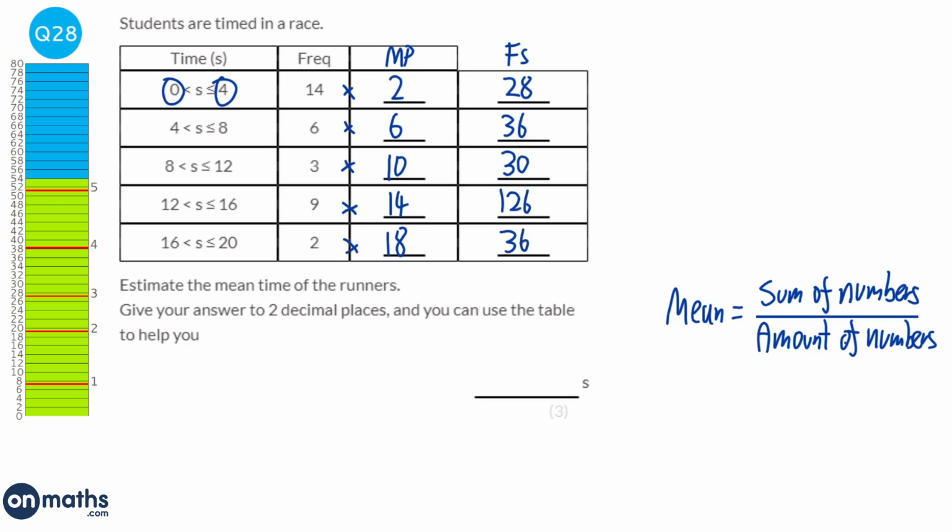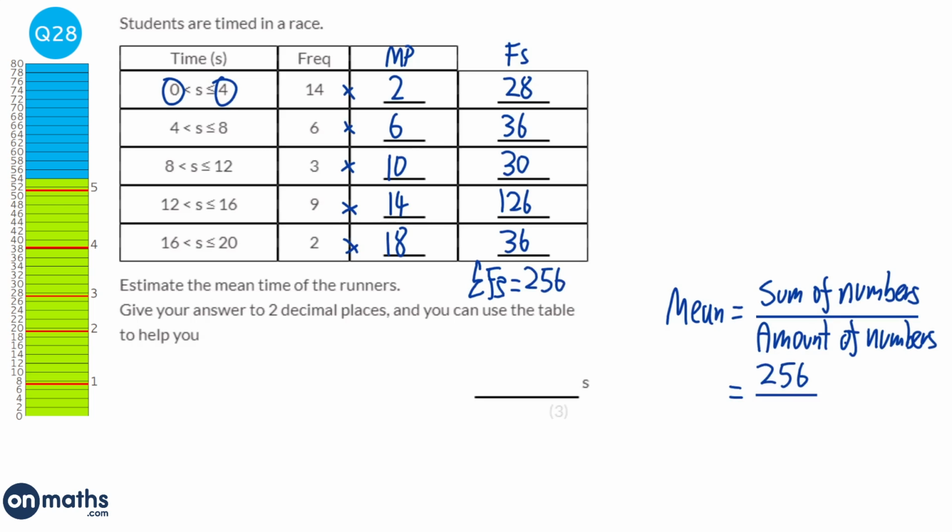Okay, next we're going to work out the sum of the FS. To work that out, we just add all of these up together. So we're going to do 28 plus 36 plus 30 plus 126 plus 36. When you add them all up, you get 256. Now, that will give us the sum of numbers. So we're going to put that into our working out now.